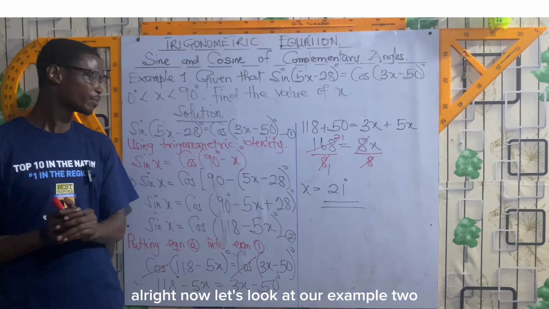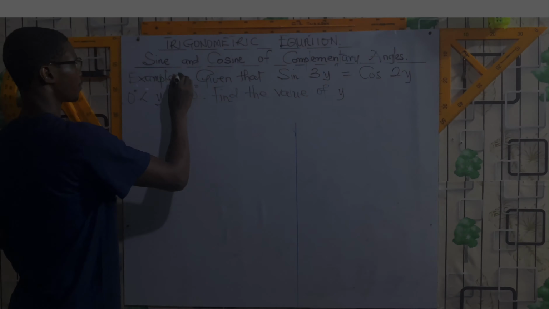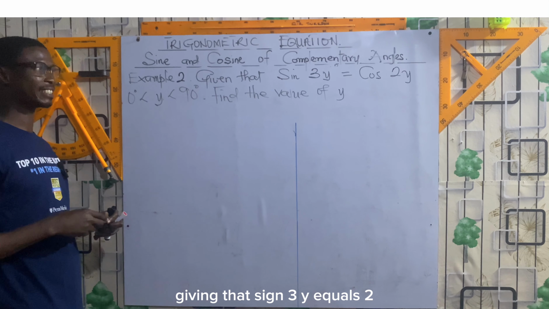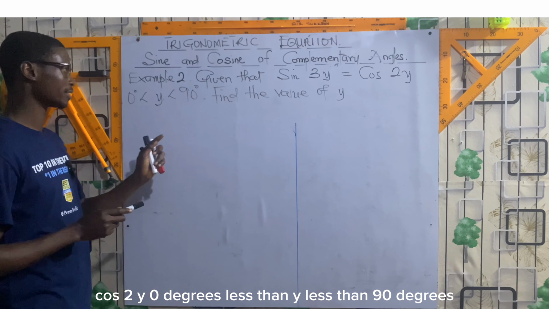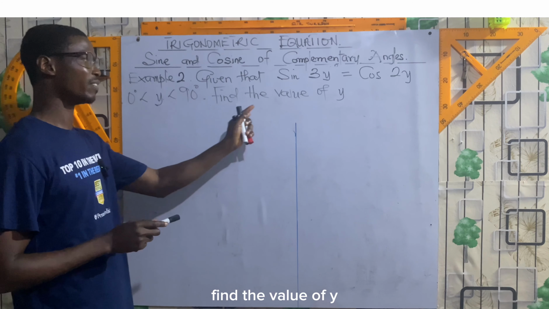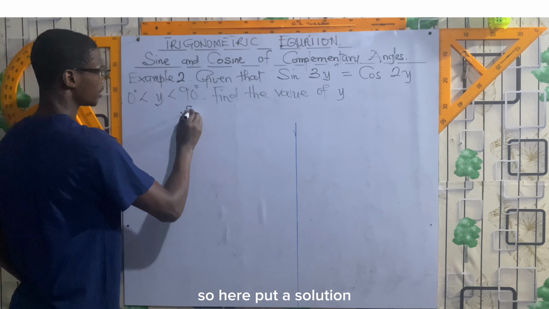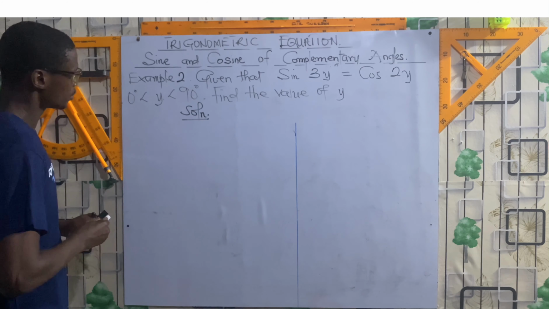All right. Now let's look at our example 2. Given that sine 3y equals cos 2y, with 0 degrees less than y less than 90 degrees, find the value of y. So here, put down your solution nicely.